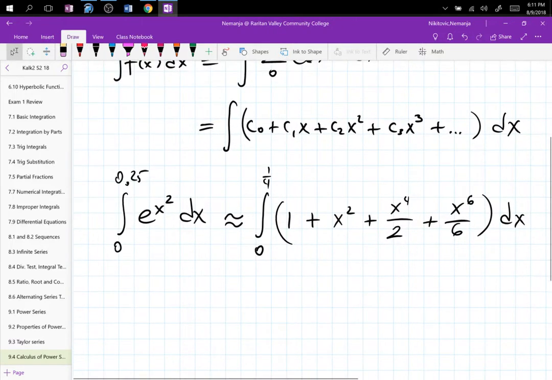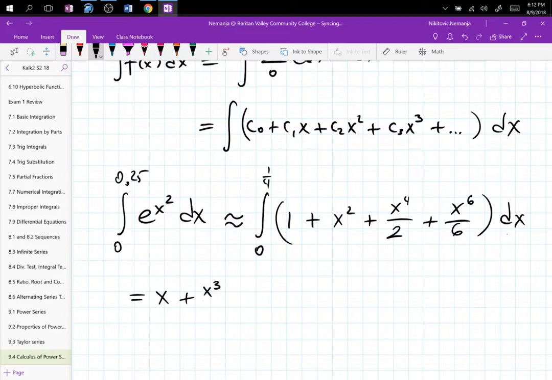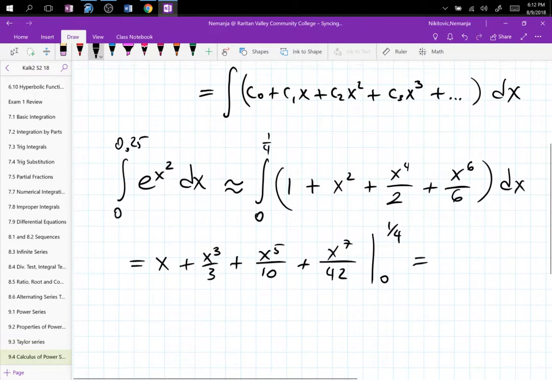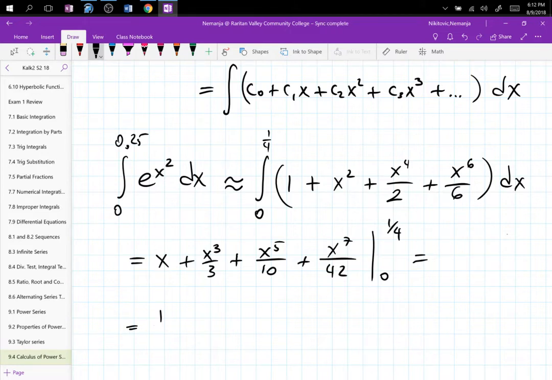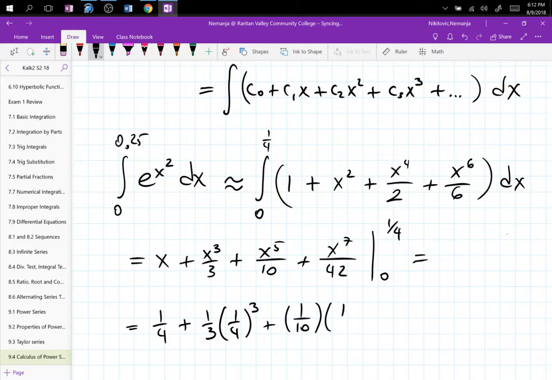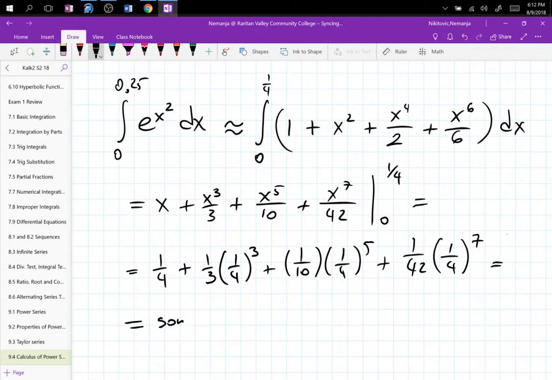And now you see that you are dealing with integration of basic polynomials, right, which you should be able to do in your sleep. So it's x plus x cubed over 3 plus x to the 5 over 10. And finally, x to the 7 over 42, computed from 0 to 1/4. And now you plug in 1/4 everywhere. 0 will kill all the terms, so we don't care about 0 in this case. So this is 1/4 plus 1/3 times 1/4 to the 3rd power, plus 1/10 times 1/4 to the 5th, plus 1/42 times 1/4 to the 7th. And then that's going to be equal to some number, okay?